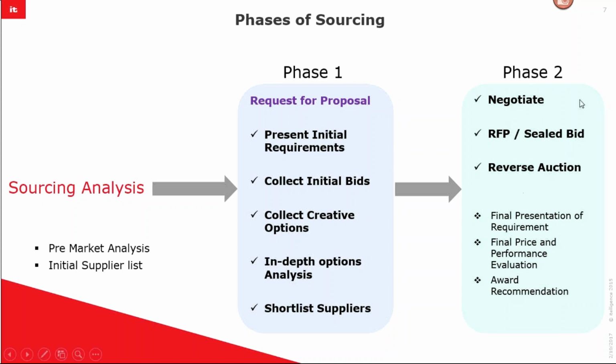So we have two phases, where at the initial phase only we can select the supplier, or we can go with the second part and go for the actual negotiation or competitive negotiation. So any doubts in this?